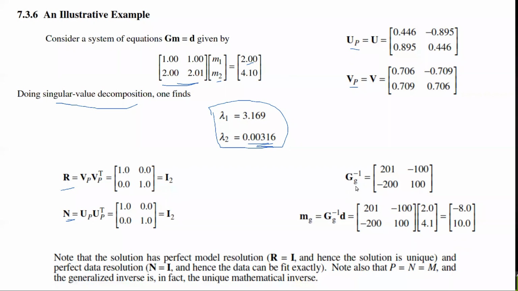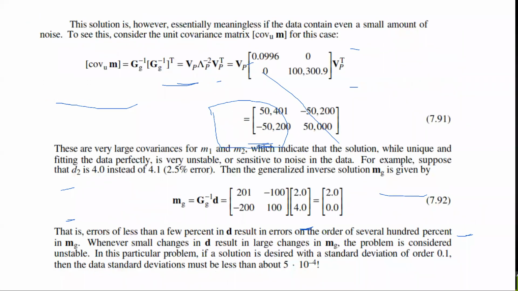And then G inverse is given by this matrix, and the estimate of the model parameters will be G inverse times the data, which is coming from here, and then that. We see that we're getting -8 for the first model parameter, and 10 for the second model parameter. And the unit covariance matrix, which is given by Vp, and Vp transpose.